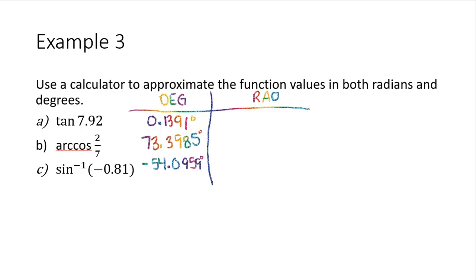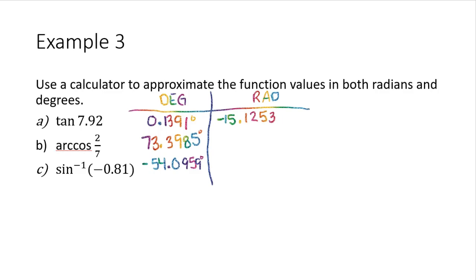Okay, now I'm going to go in the mode and switch my calculator over to radians, and I'm going to do this all over again. And put in the tangent of 7.92. We're in radians. Push enter. And this gives me negative 15.1253.